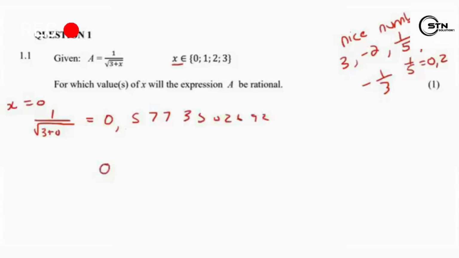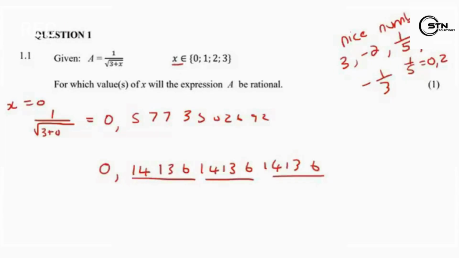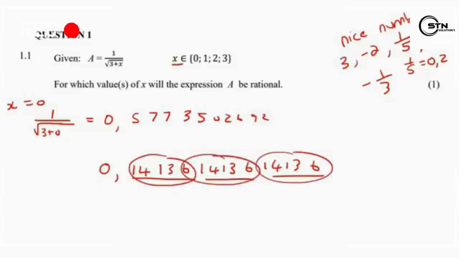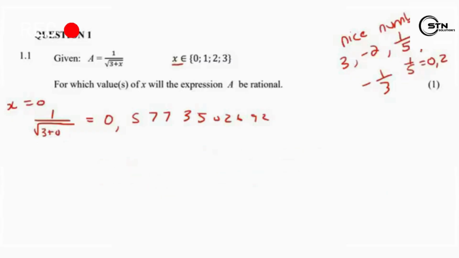What do I mean by repetition? Well, this would be repetition: 14136, 14136, 14136. You see the parts that are repeating. I don't mean, oh, there's a 7 and there's another 7, so that's repeating. No, that's not what I mean. I mean that there are parts that look exactly the same, like they repeat like that. Okay, so that's an ugly number. So for which value of x will it be rational? Definitely not when x is 0.